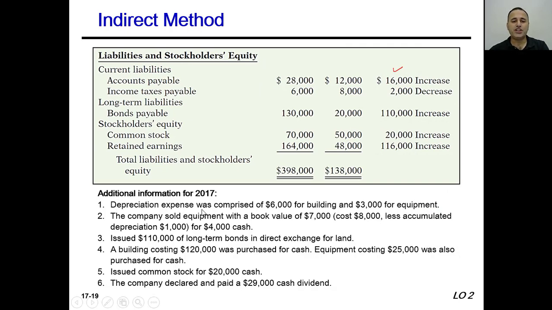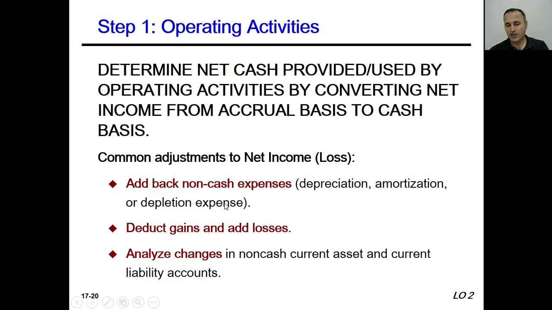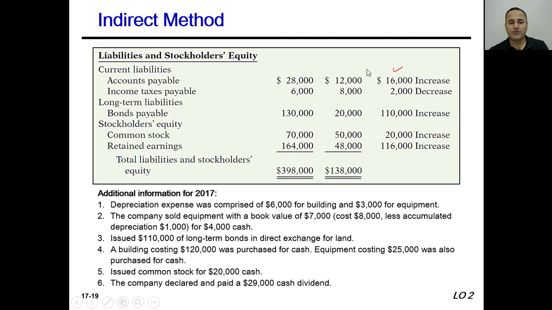So for example, depreciation expense comprised $6,000 for building and $3,000 for equipment. This piece of information is important because depreciation is a non-cash expense. Whenever we are calculating the cash flows, we add back the depreciation expense because this one is non-cash. Although it's an expense, it's non-cash. So that's why we have to add it back.